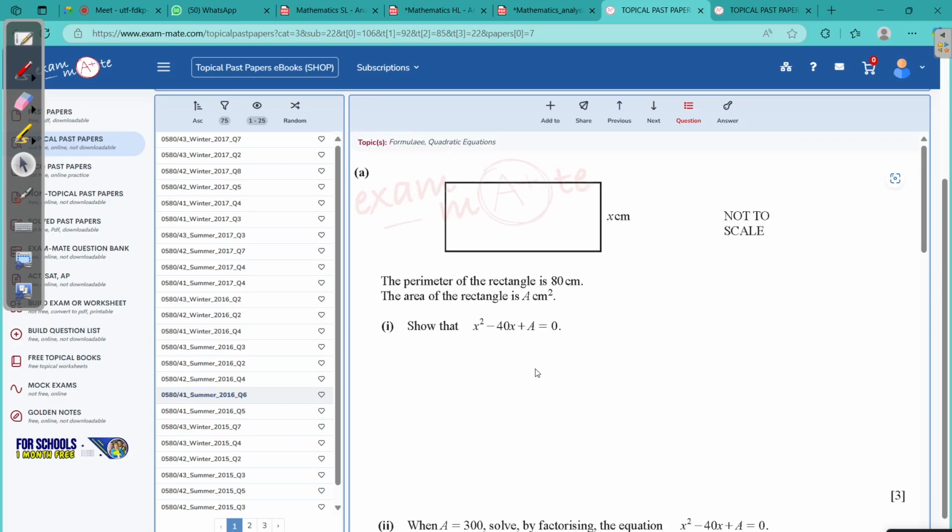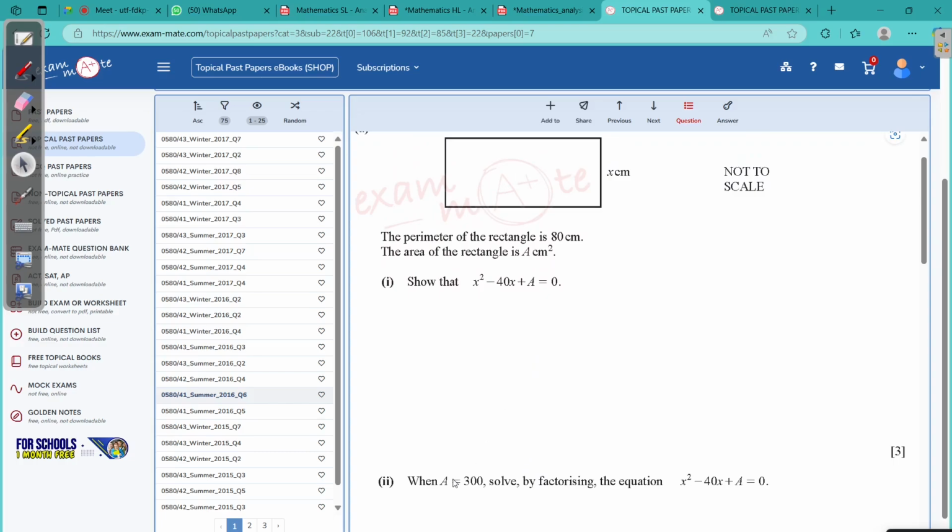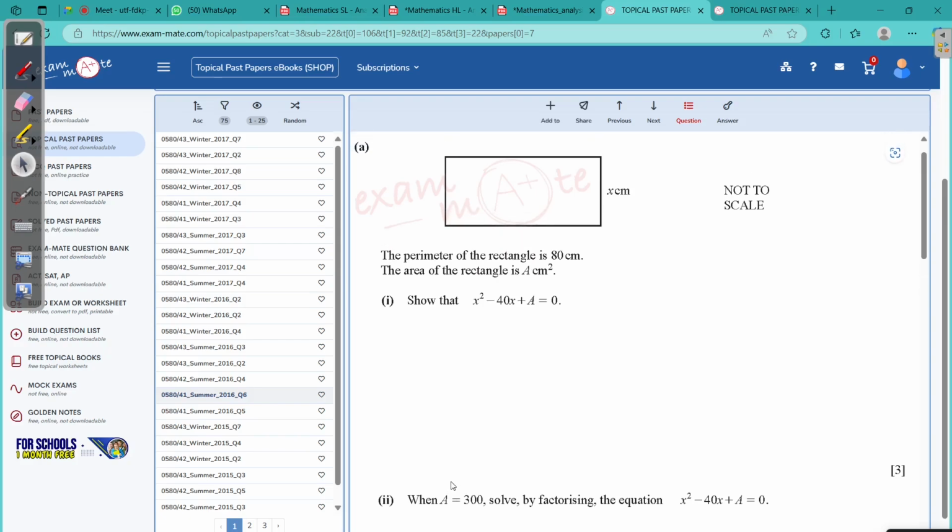Next. Now, if you have done this first bit, please see the second part. When A is 300, solve by factorizing it. Now it is saying solve by factorization. Before that, for the first part, how will we solve this and how will we think? In the first equation, you have to find the relation between this x and the area A. The perimeter of the rectangle is 80 centimeter.